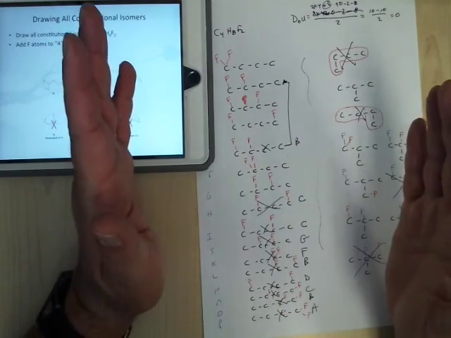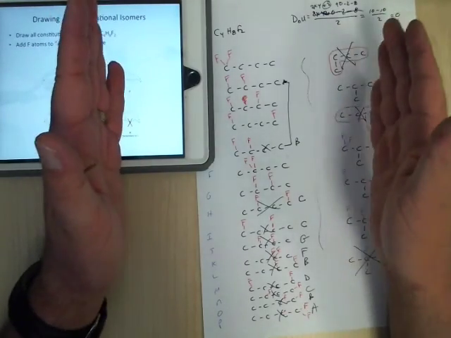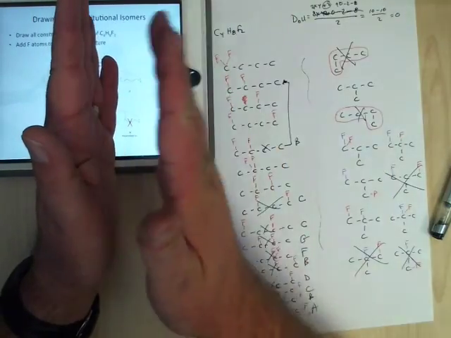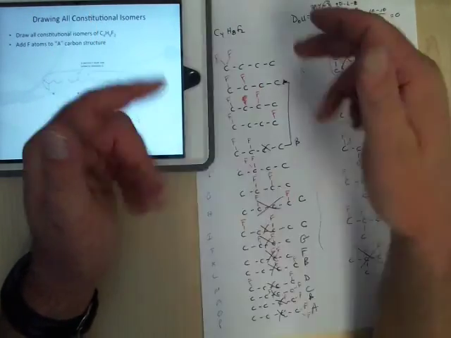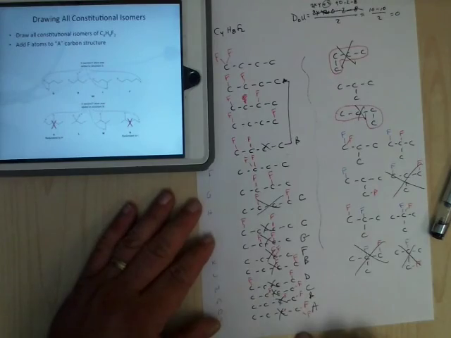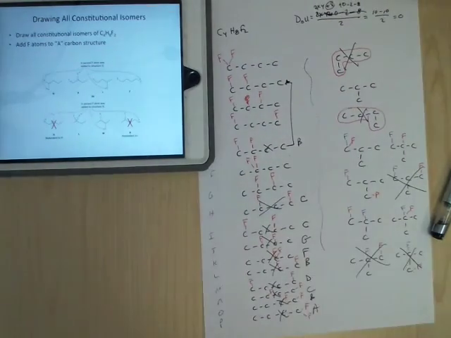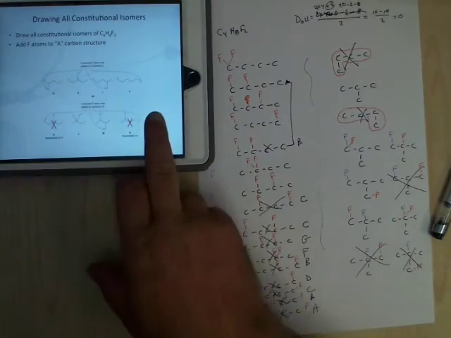But the thing to do is usually to start with the longest, especially if you have a straight chain. Start with the longest straight chain, and then start pairing it back. And you can be systematic about it. You just have to go back and see if there's another one up there, stuff like that. So just be careful.